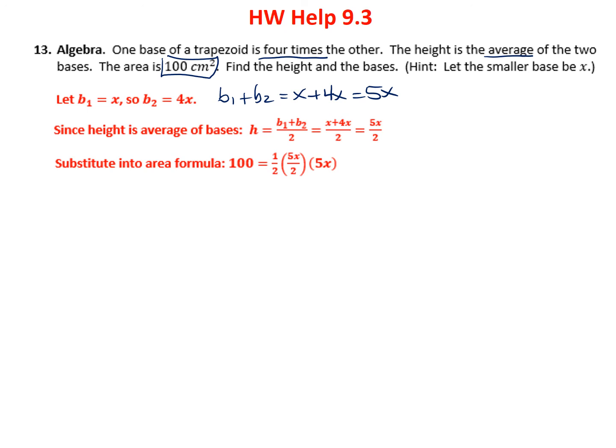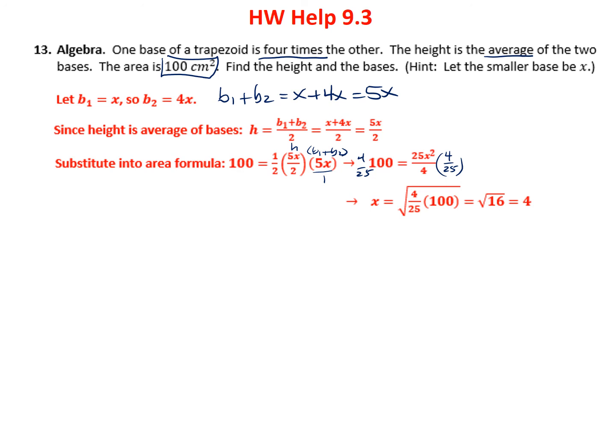100 equals 1/2 the height, here's my height, times base 1 plus base 2. And if we multiply that out, notice that I can change this to a fraction, and my numerator is 5x times 5x, which is 25x squared, and my denominator is 2 times 2, which is 4. Now, to simplify this, let's get rid of the fraction on this side by multiplying by the reciprocal. So multiply that by 4 over 25 and that by 4 over 25.